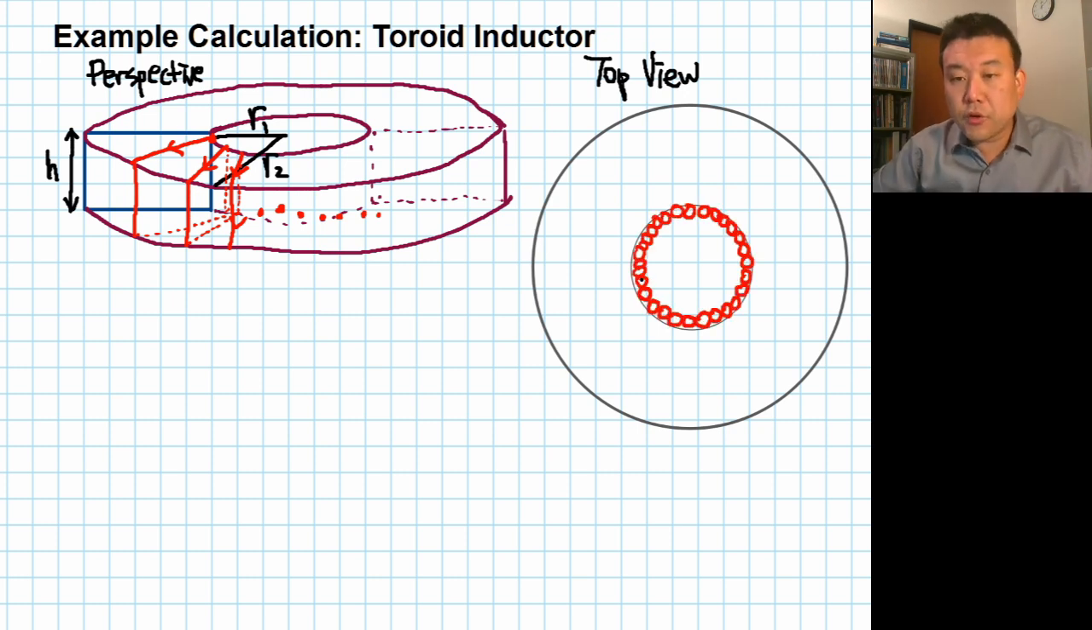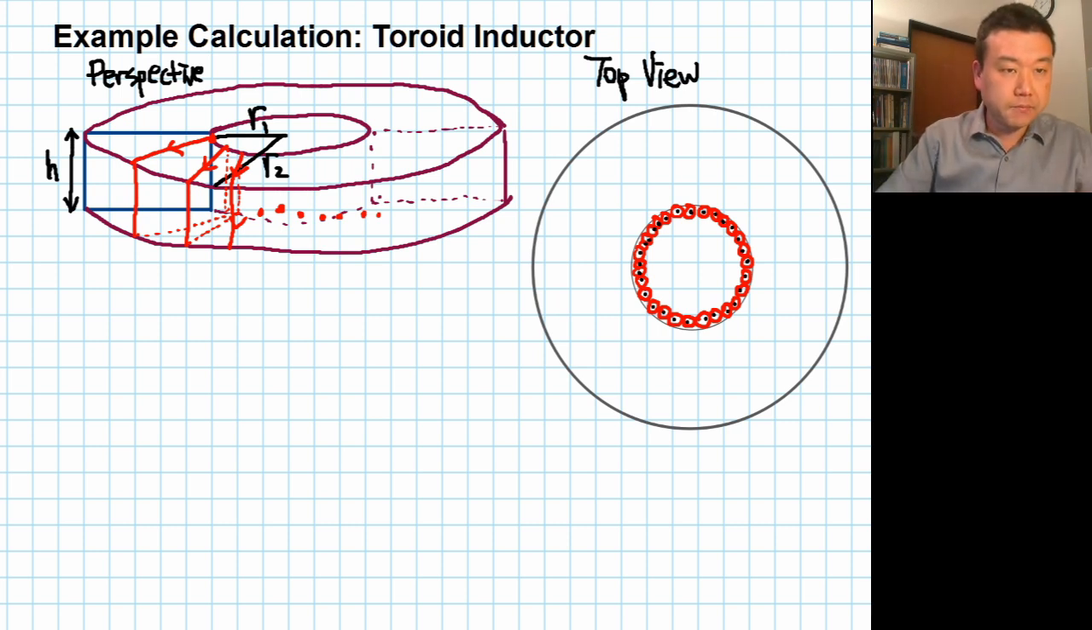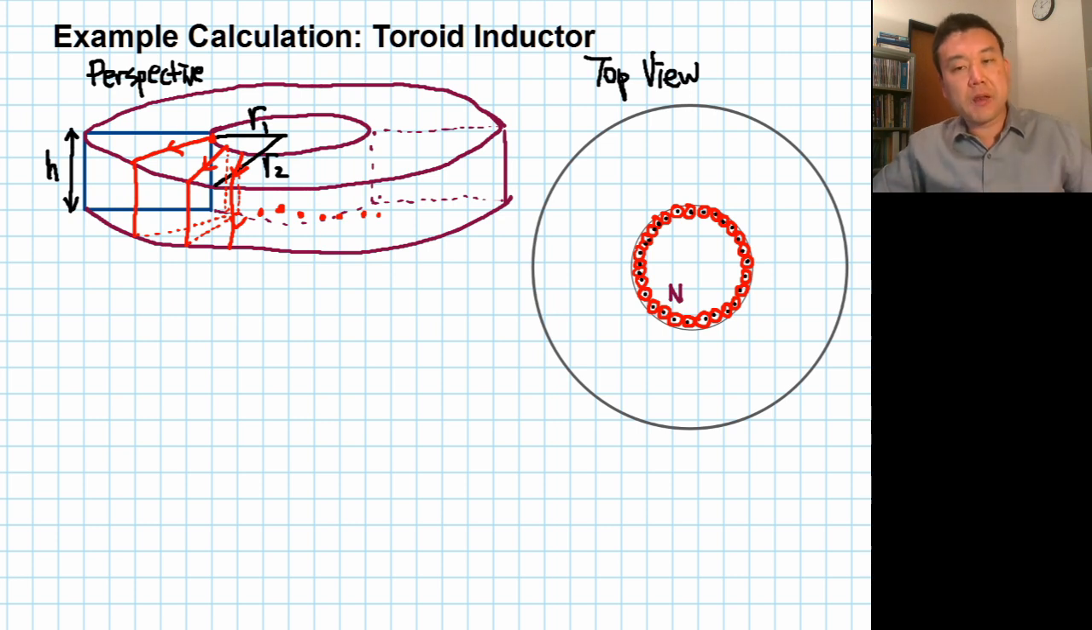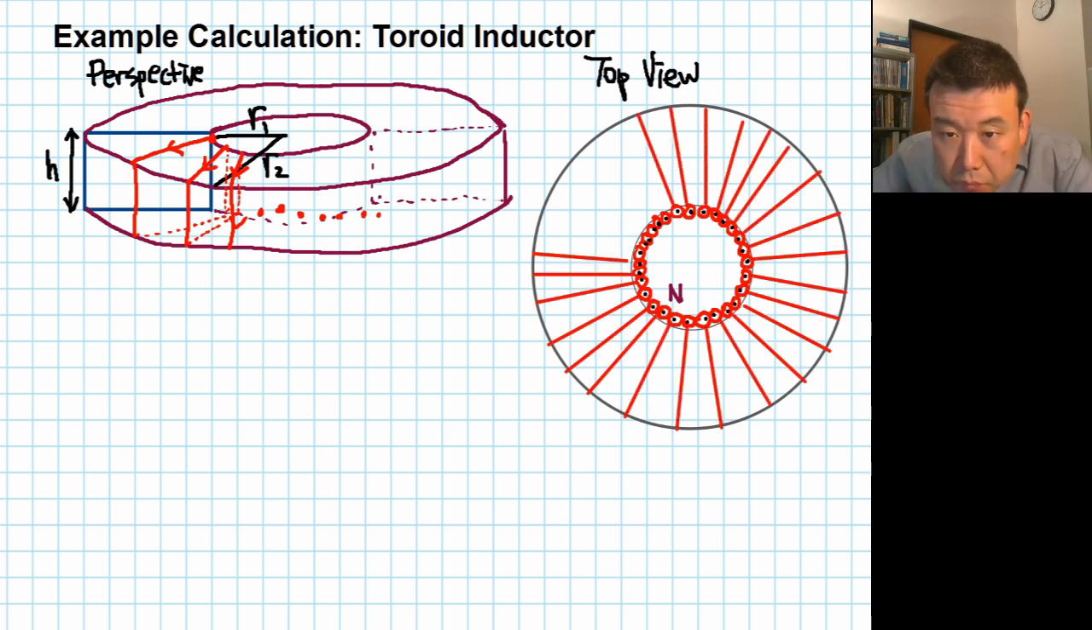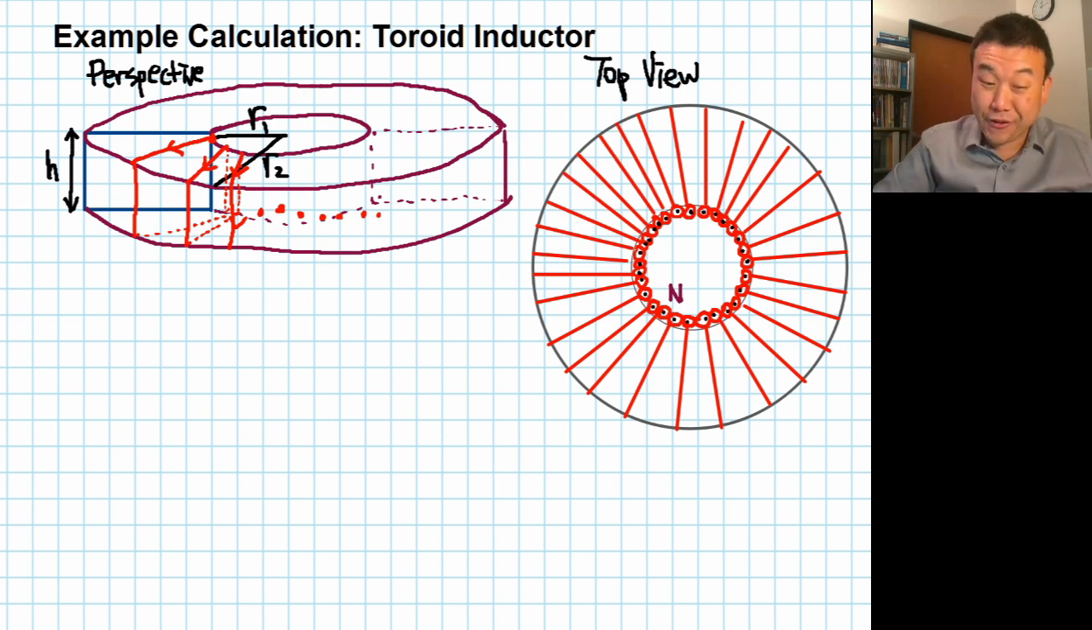So here I have drawn 29 circles representing 29 wires coming out of the board. Let me draw the symbols for that, wires coming out of the board. But of course, these don't have to be 29. It can be really n number of wires. So n, capital N, represents the number of times the wires wrapped around. Let me finish drawing this representation of the wires in the top view. Alright, excuse my drawing, and imagine that these are uniformly wrapped around.